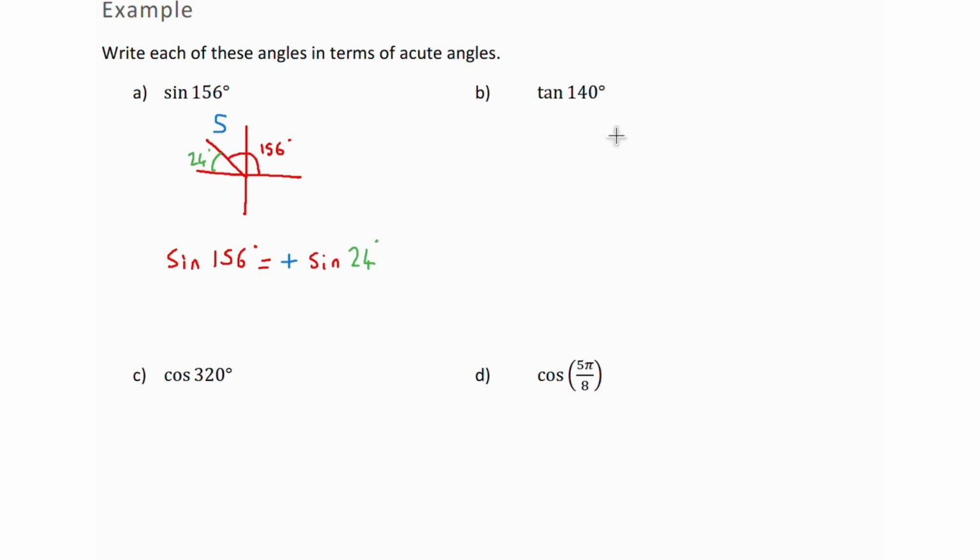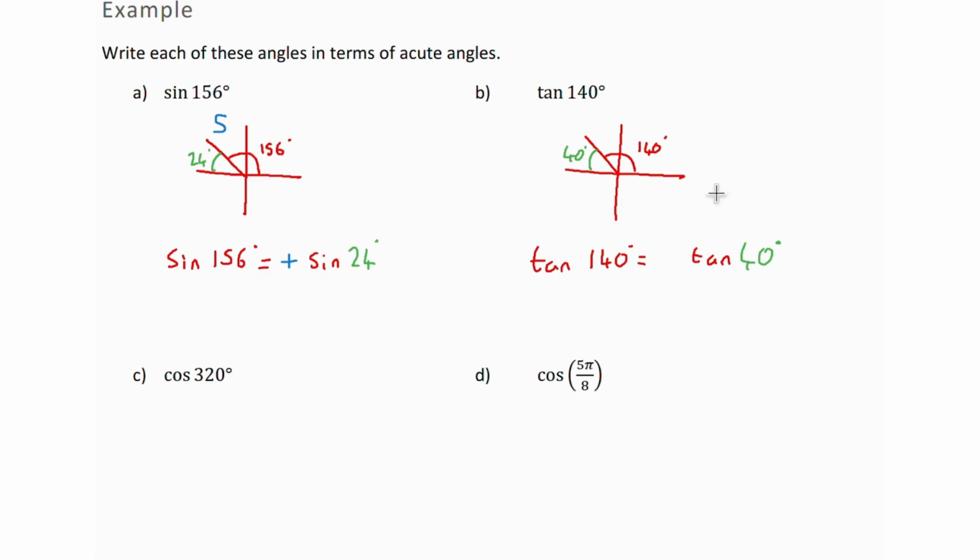Now let's look at tan of 140 degrees. Going through the same process. On our unit circle, 140 degrees is about here, where this angle is 140 degrees. The acute angle to the x-axis is going to be 40 degrees. That means that tan of 140 degrees is equal to, and then something to do with tan of 40 degrees.